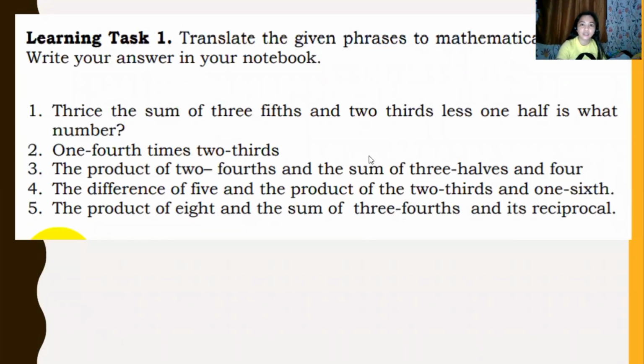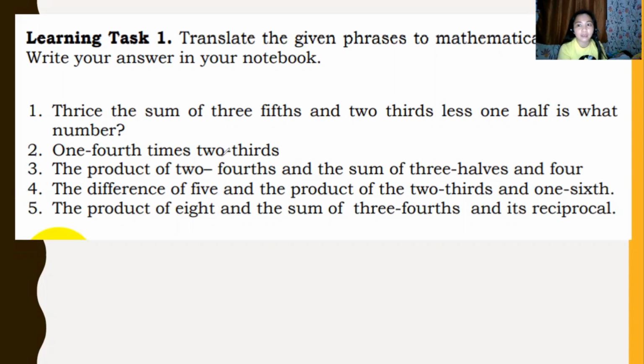So the next slide is the learning task 1, which is just like a diagnostic questions for us to know what we already know about multiplying and word problem involving multiplication. So here, the task 1 tells us to translate the given phrases into mathematical phrases. And meron din tayo nito dun sa addition and subtraction dun sa week 1. That is also learning task number 1.